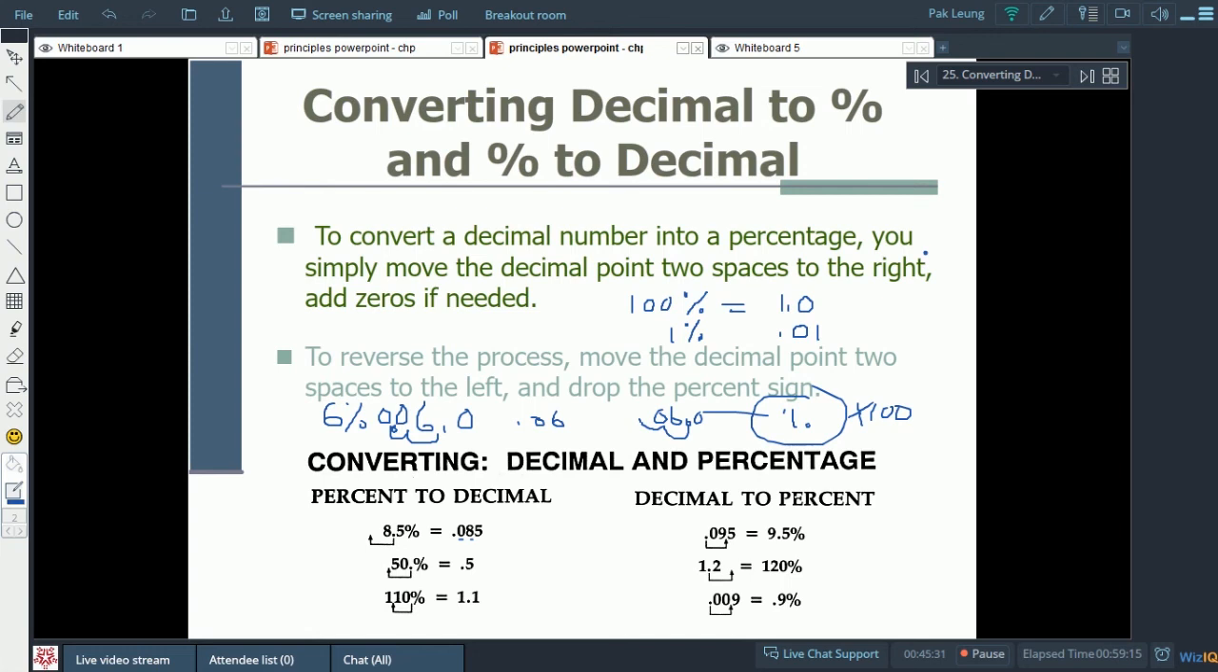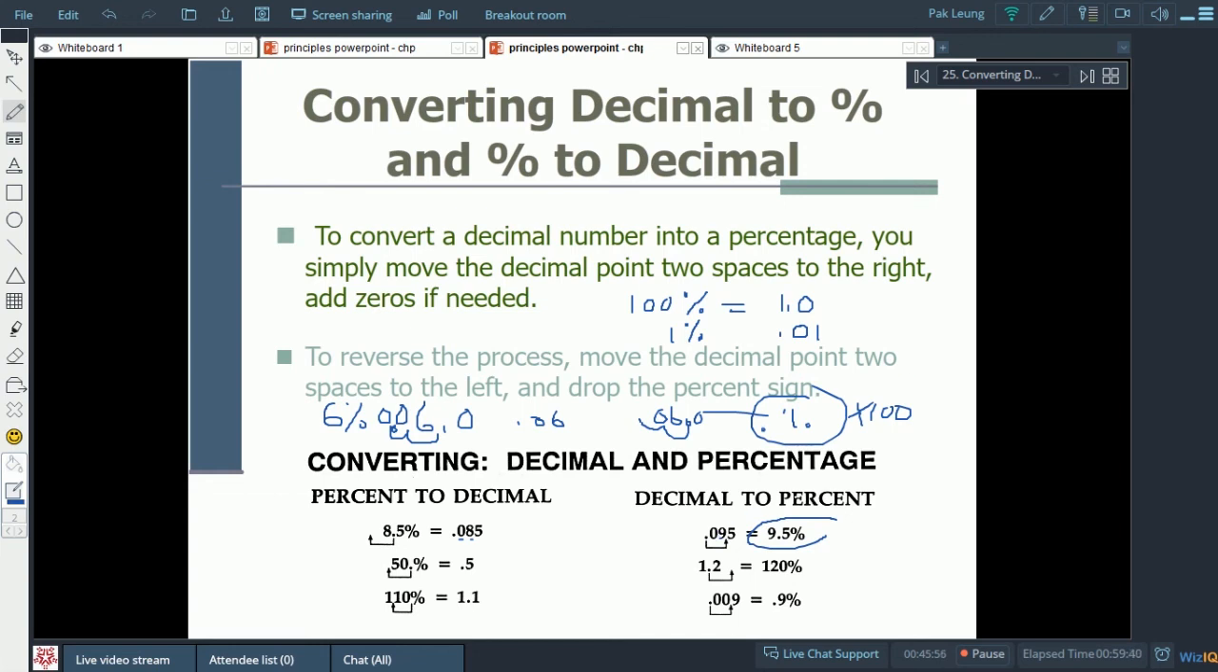The perfect thing to remember is that 100% is equal to 1.0. If you remember that, then you go back to the basics. And basically 1% is 0.01. And then anything that they give you, you know is less or more, so you can figure it out.